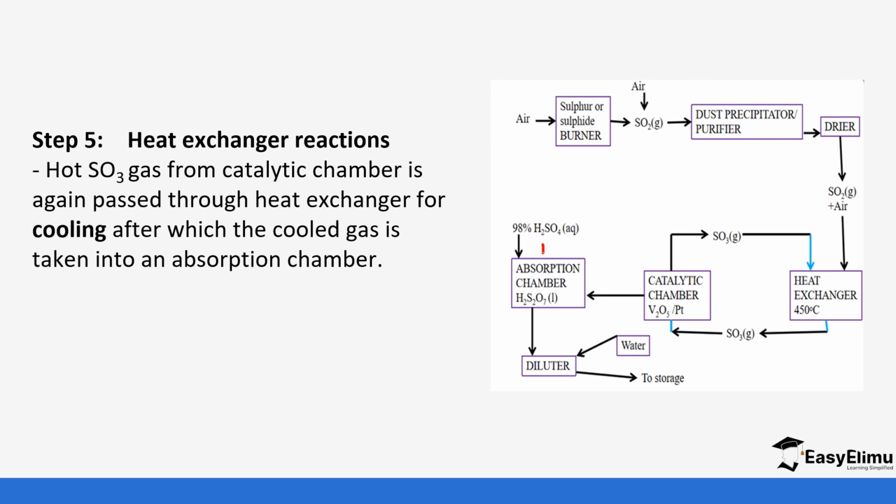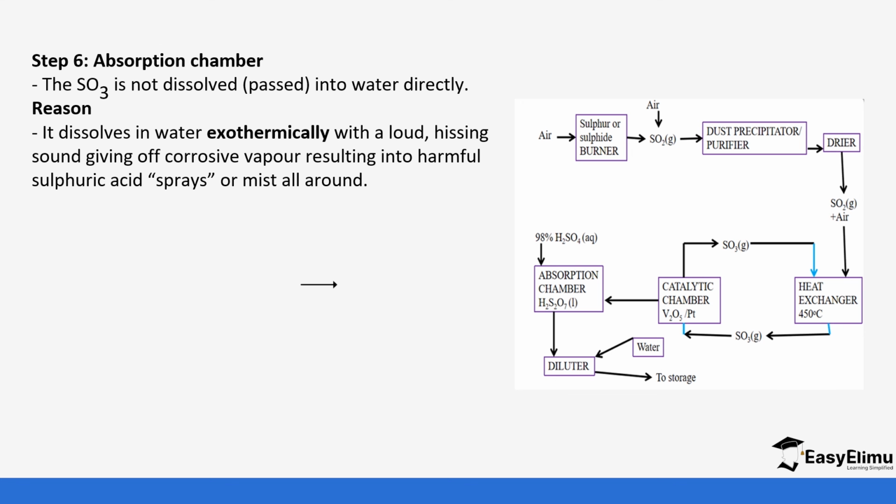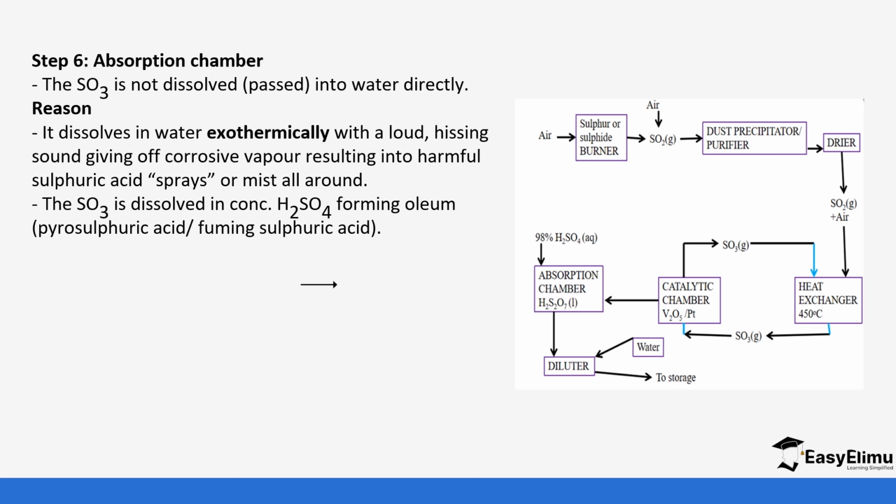Remember, we are in this section now. When it's taken to the absorption tower, sulfur 6 oxide is not dissolved in water. There's a reason why we do not do that: the reaction is very exothermic. It would cause the production of sulfuric acid in fumes or vapors, which can be very harmful. So instead of dissolving it in water, we dissolve it first in concentrated sulfuric acid to form oleum. Oleum is this compound here.